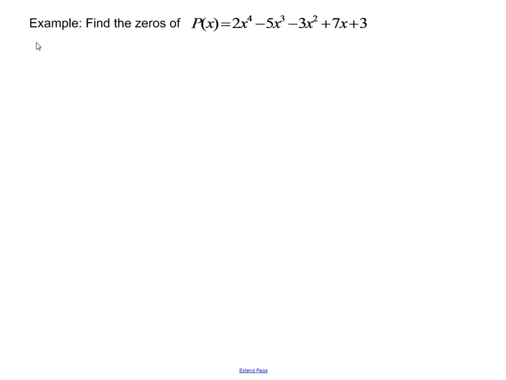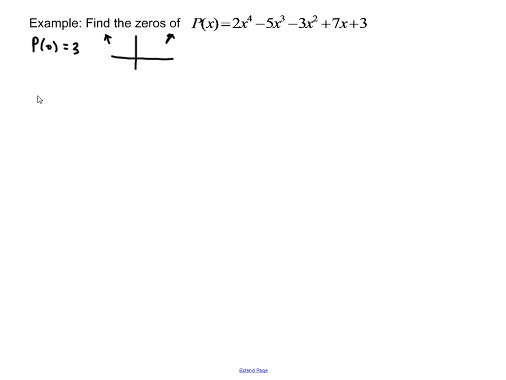And what I always start with is finding my y-intercept. In this case, p of 0 is easy to find. We know that p of 0 is equal to positive 3. And I also know that by my leading coefficient test, it's a positive leading coefficient with an even degree, so the graph will be going up on both sides like this.